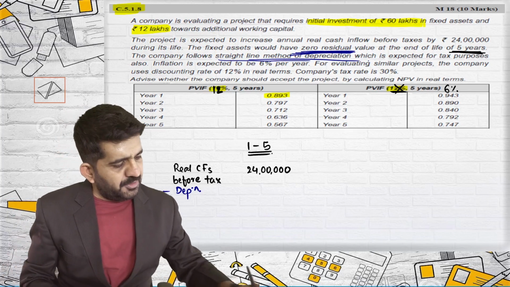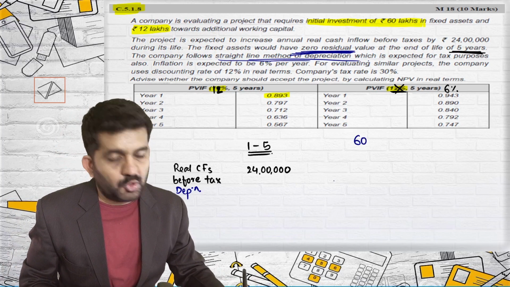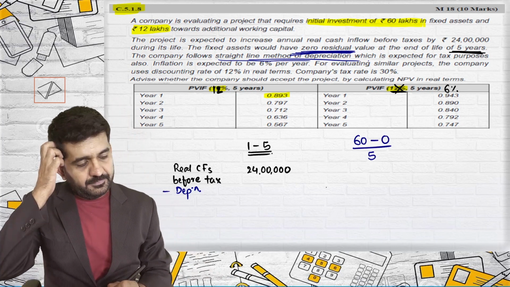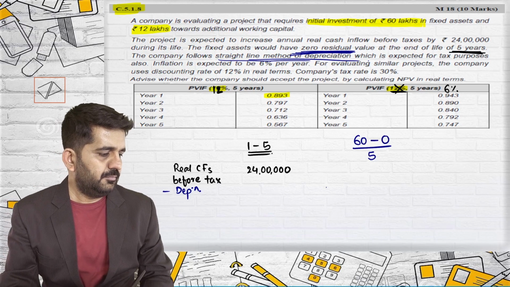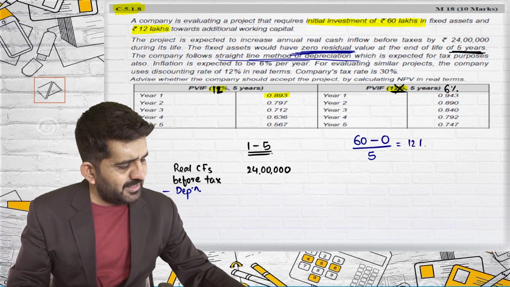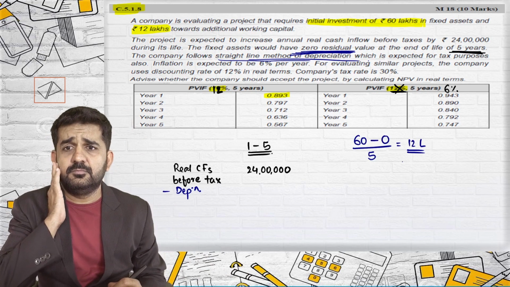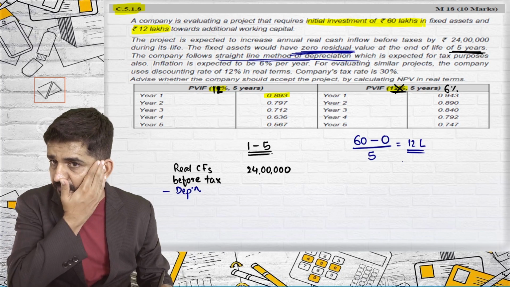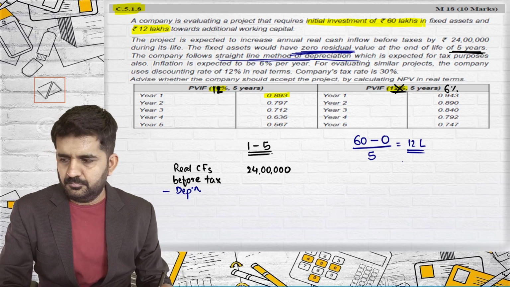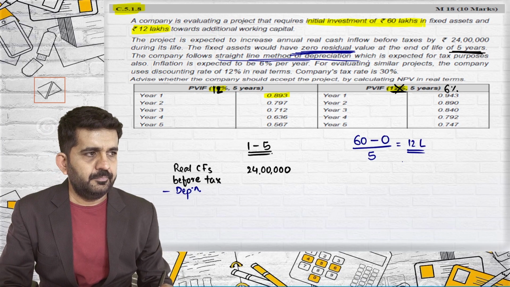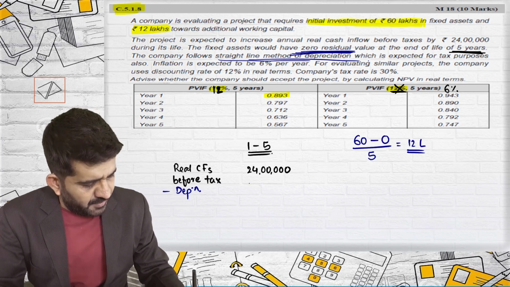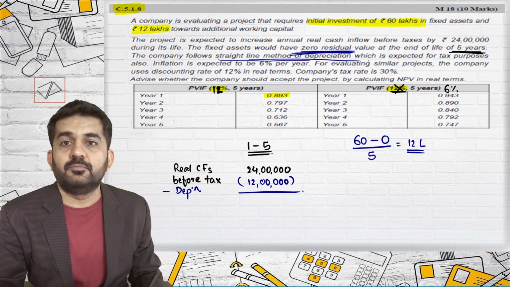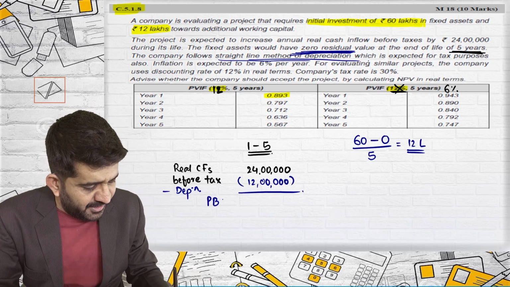How to find out depreciation by straight line method? Cost minus scrap value divided by number of years. This is 12 lakhs. All of you know straight line method of depreciation, right? Cost minus scrap value divided by number of years. So what is my depreciation? 12 lakhs. What will be profit before tax?